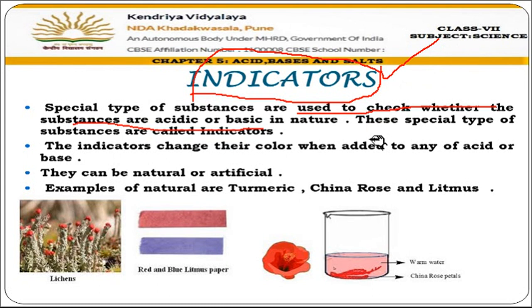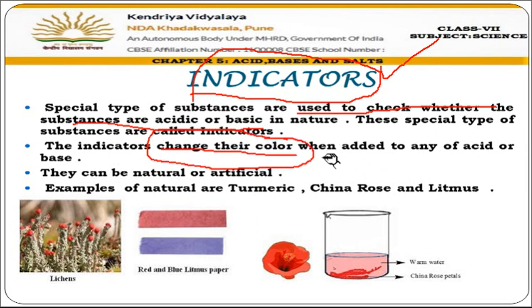They can tell us whether that liquid is an acid or a base. Now, how these indicators will work: when we add these indicators to that liquid or to any substance, they change their color. What they do is change their color.